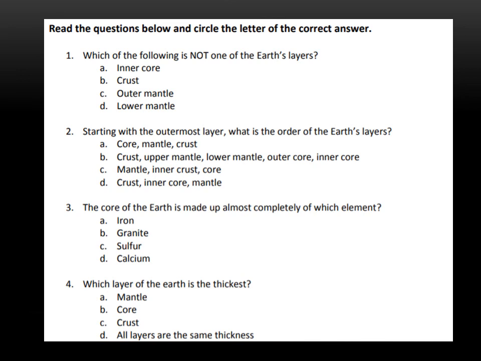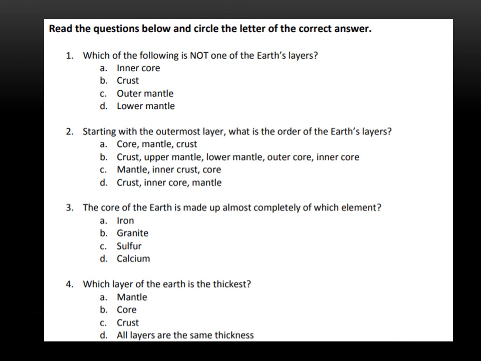So think about it. And the third one is: the core of the earth is made up almost completely of which element? They are actually asking about the inner core, because the inner core is made up of a single element, and that element is here in these 4 options. So you have to pick the right option. Option A is iron, B granite, C sulfur, and D calcium.